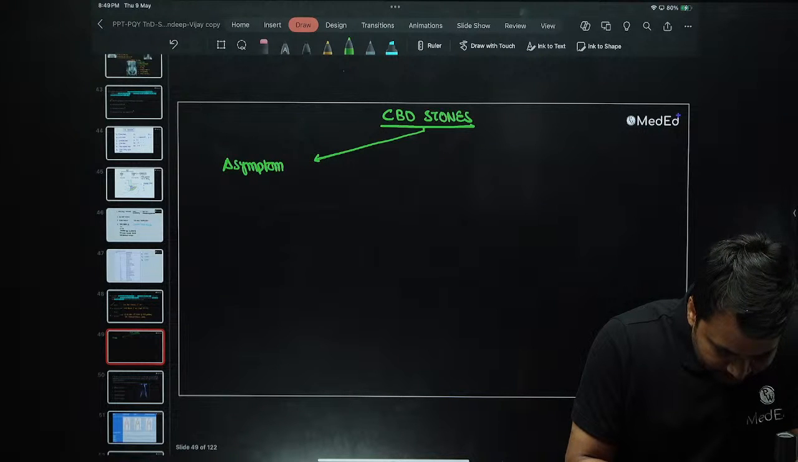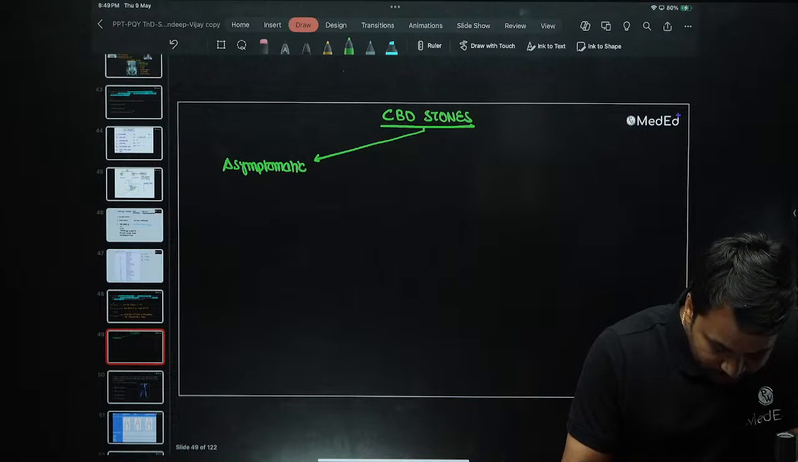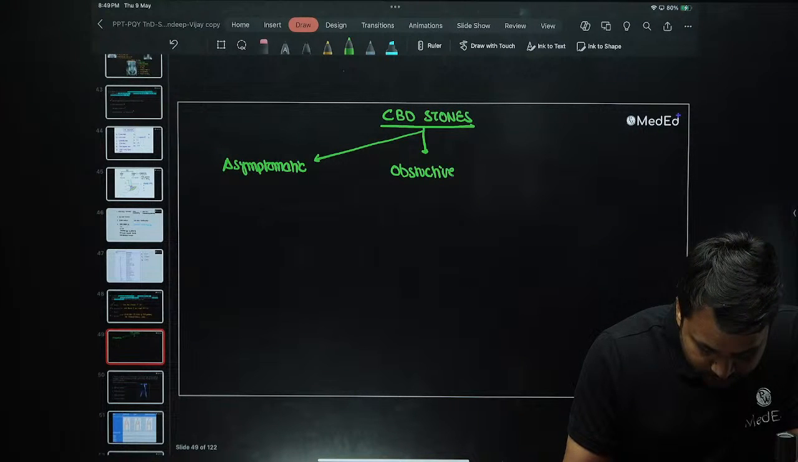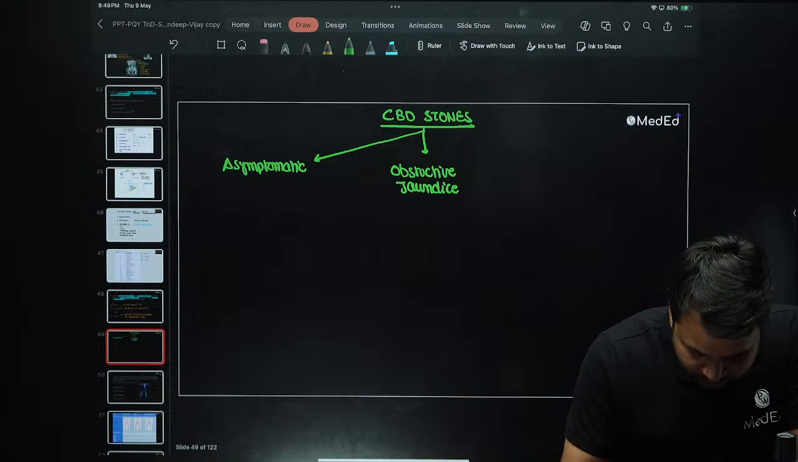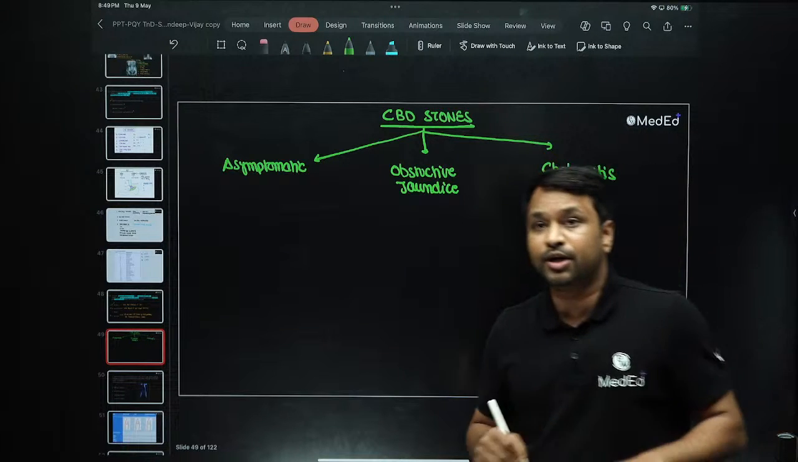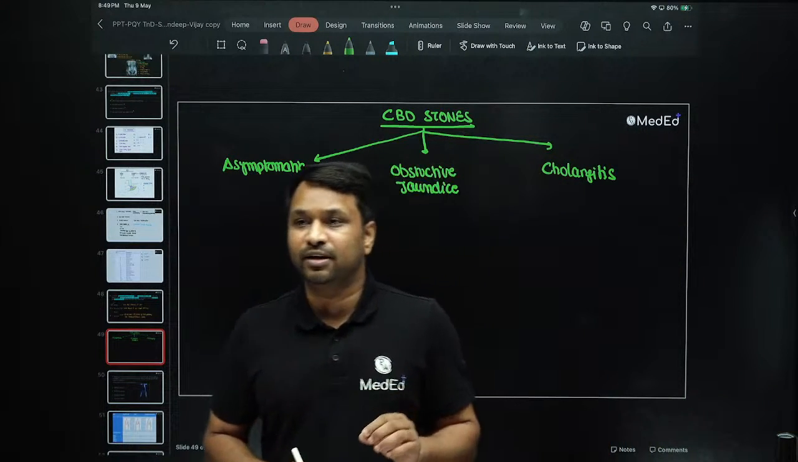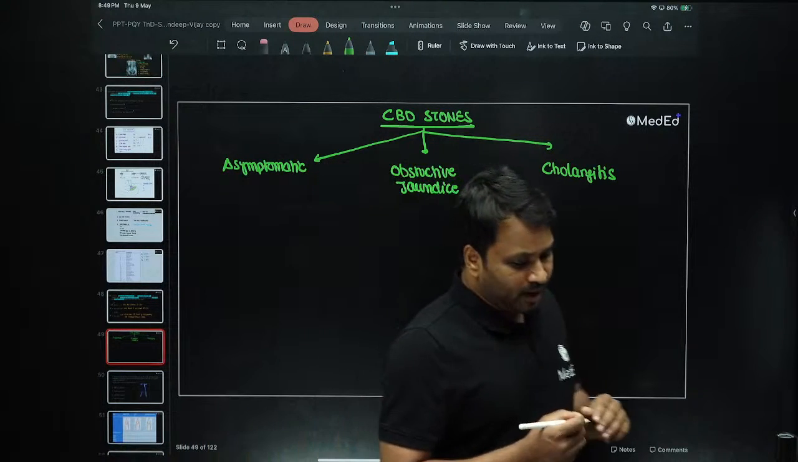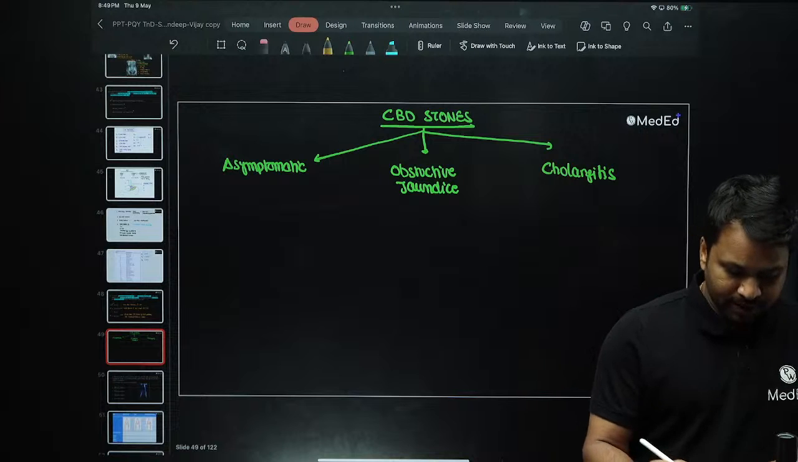They can be asymptomatic, like an incidental finding. They can present to you with obstructive jaundice, and they can present to you with a full-blown cholangitis. Now, if cholangitis is untreated, it is 100% fatal. It is very, very, very important. Okay? Now, how can a CBD stone be asymptomatic?